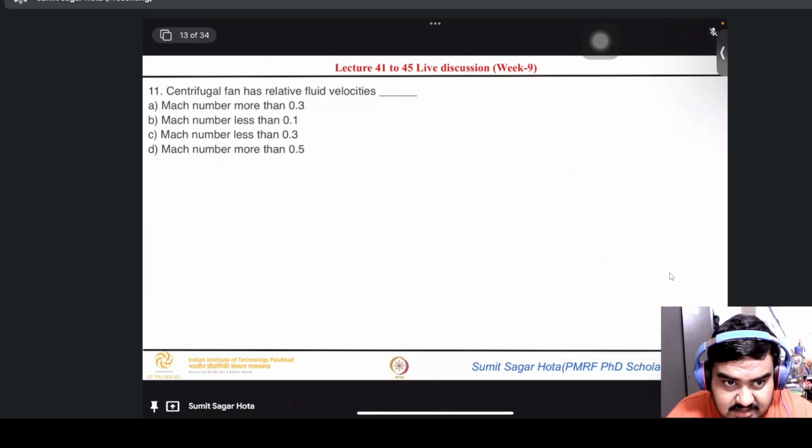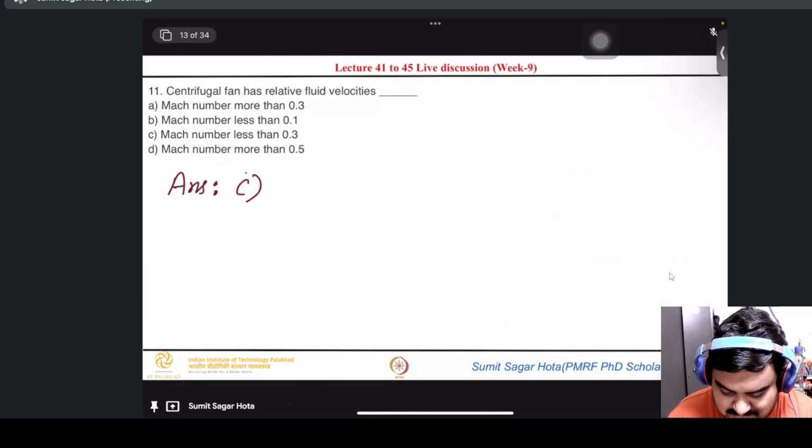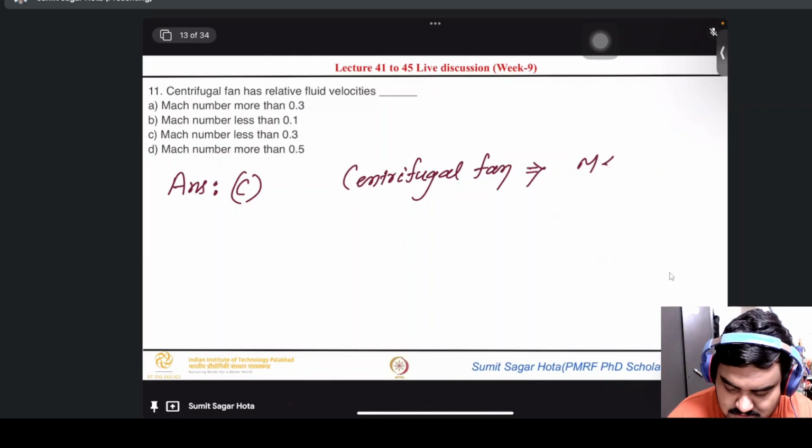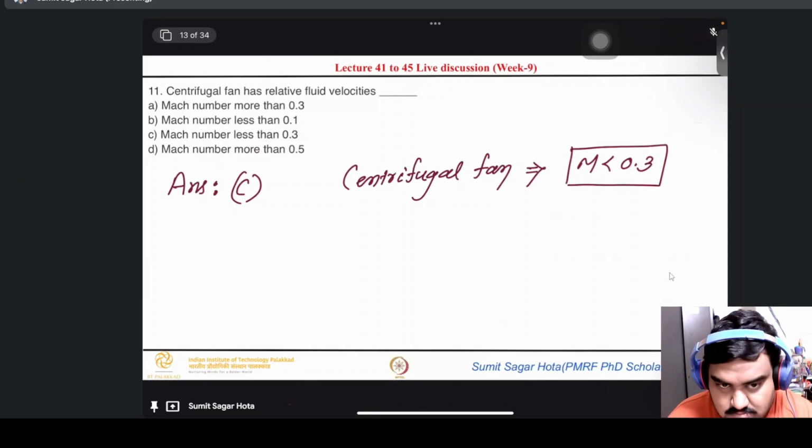The centrifugal fan has a relative fluid velocity of what? For the centrifugal fan, having a relative velocity less than Mach number 3.